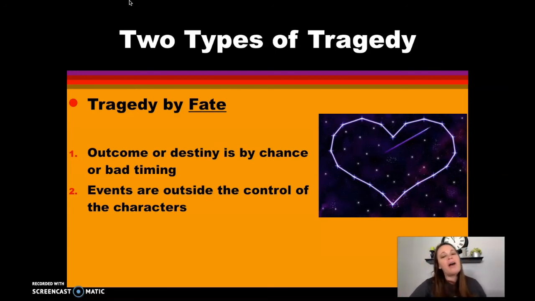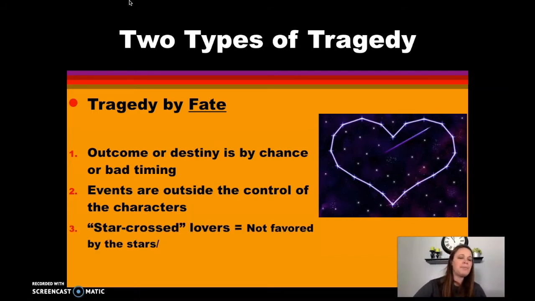The events are outside the control of the characters in a tragedy by fate. I already talked about the star-crossed lovers thing, but that just means it is not favored by the stars, or just in general, it's ill-fated. That there are powers that be far above them that had decided before they could even make the decision that this was not going to work. So sorry, Romeo and Juliet, not going to work out for you.